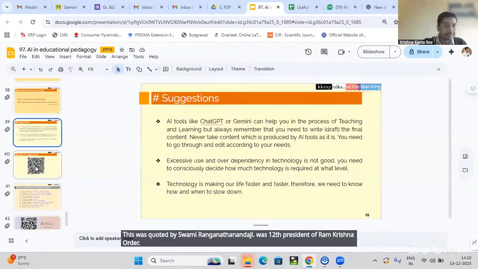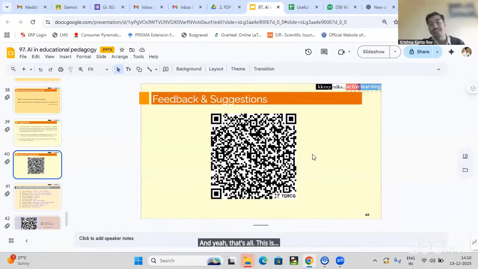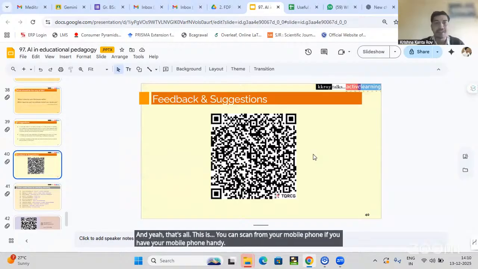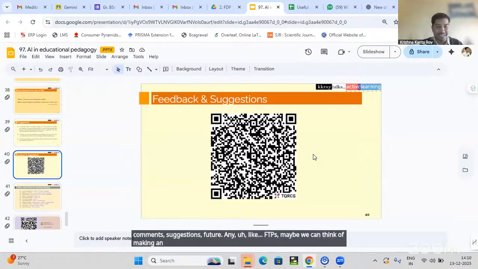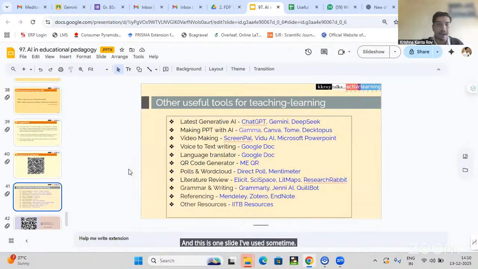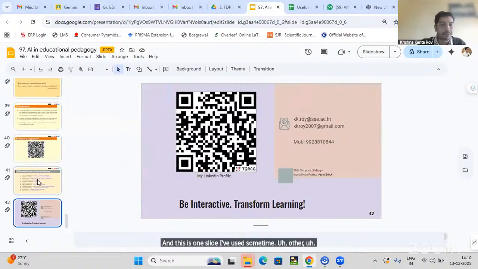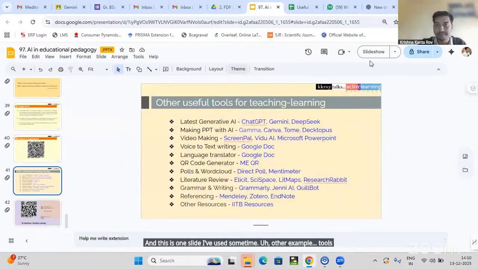And yeah, that's all. You can scan this from your mobile phone if you have it handy, and you can share some of your insights, feedback, comments, suggestions, or future topics like FDPs. Maybe we can think of making an FDP on how to create NAC documentation or something like that. And this is one slide I have used sometime, on tools and technologies.